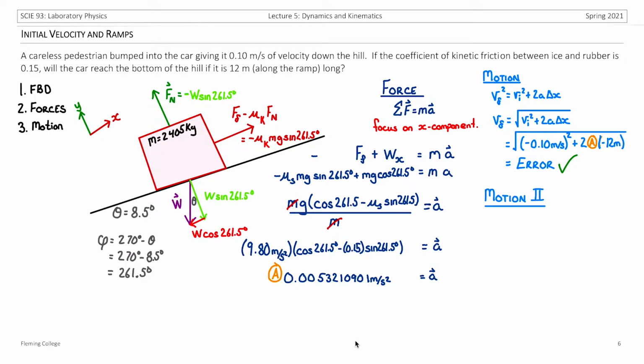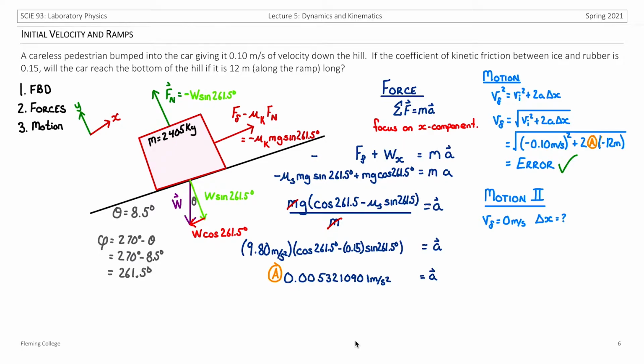Instead of asking, what is my velocity at the bottom of the hill? Let's find out where we run out of velocity. So in this case, we're going to say velocity final equals 0 meters per second, and we're going to ask where does that happen? And with that value, we will interpret the answer to our question. If the number is anything greater than negative 12, we know we've reached the bottom of the ramp. If it's anything less than negative 12, then we never reached the bottom.